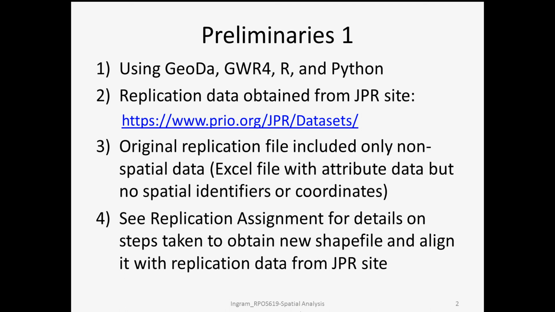The replication data was originally obtained from the Journal of Peace Research website. There are several other replication data sets located at that website, so I recommend that site to you if you're looking for other data sets. Also, the original replication file included only the non-spatial data. That is, it was an Excel file with the attributes for each polygon or spatial unit, but there were no spatial identifiers associated with the file.